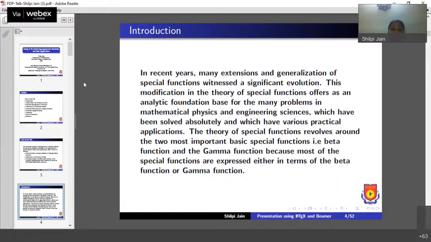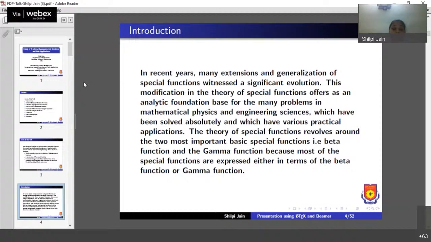Beta and gamma are the two important functions among the special functions, because most of the special functions are expressed either in terms of the beta function or the gamma function. The gamma function behaves like a factorial for natural numbers. Its extension to the positive real numbers is used for modeling situations involving continuous changes, with important applications to calculus, differential equations, complex analysis, and statistics. The gamma function, also called Euler integral of the second kind, is one of the extensions of the factorial notation or factorial function.